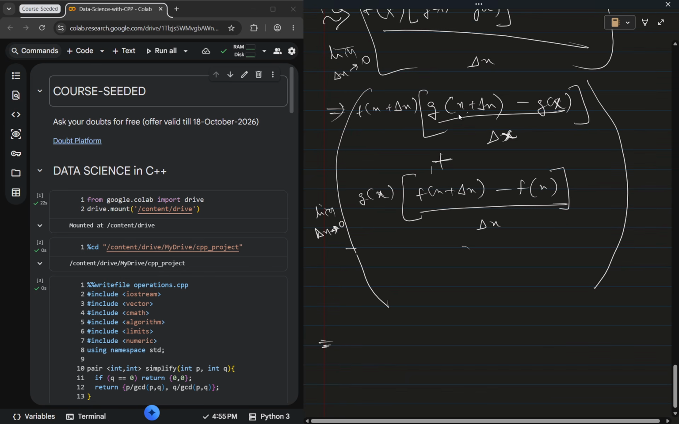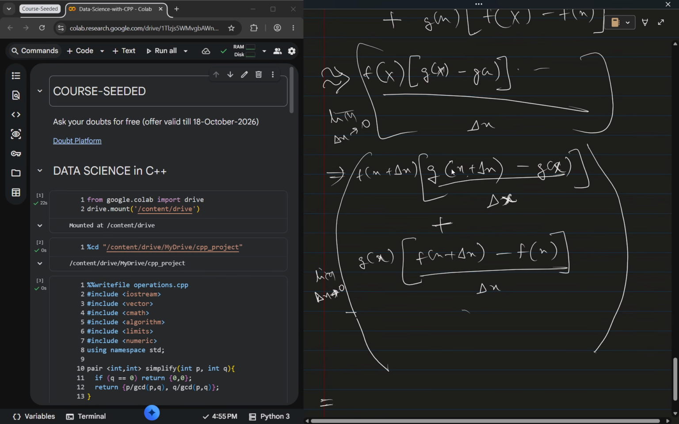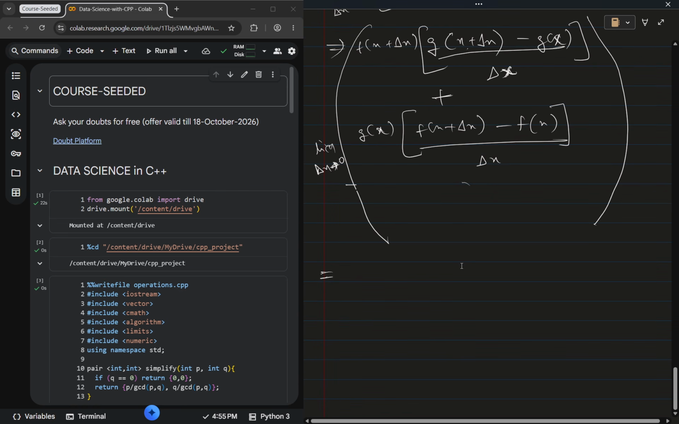So now you can see this (x plus h minus x) divided by h. Does this look familiar? If you have guessed the derivative of g(x) and f(x), then you are well and good. So this is the derivative of g(x) written over here, and this is the derivative of f(x) written over here. But additional to that, we also have this f(x + delta x) and this g(x). So basically we have two more functions in product.